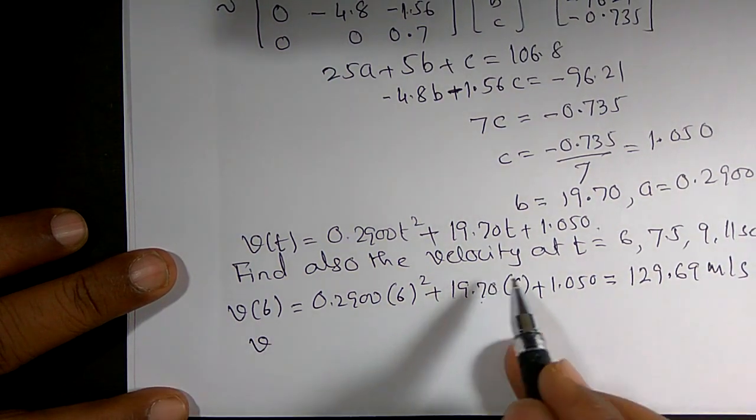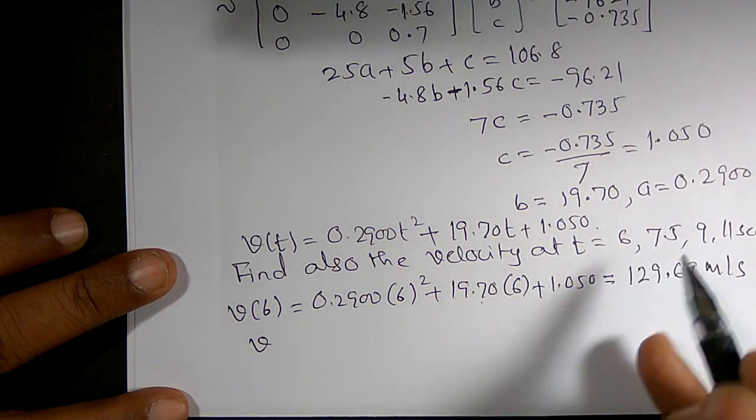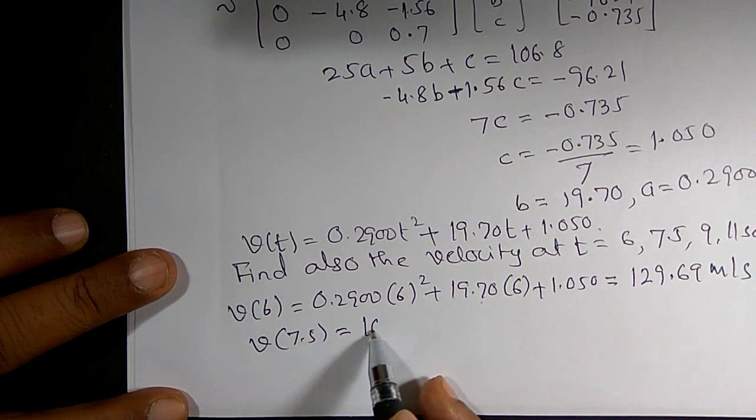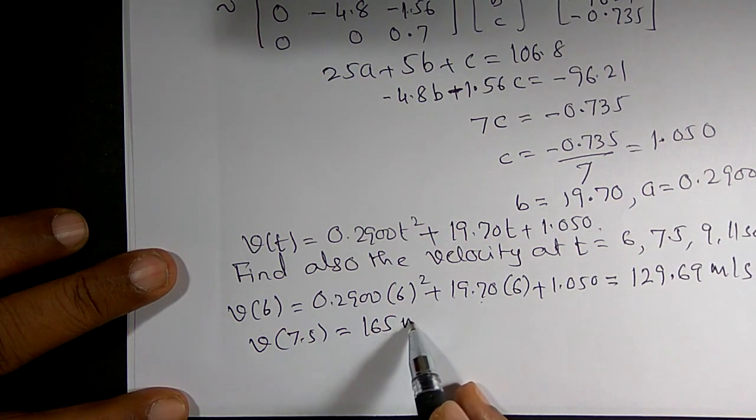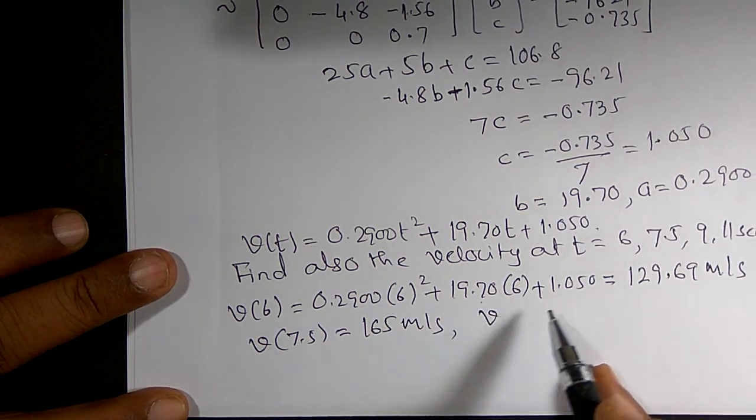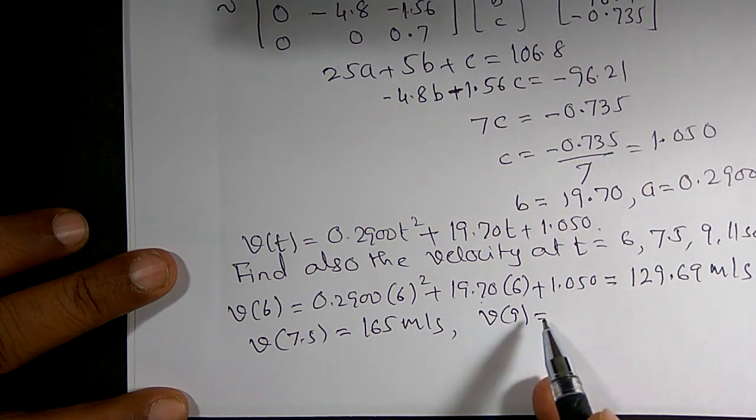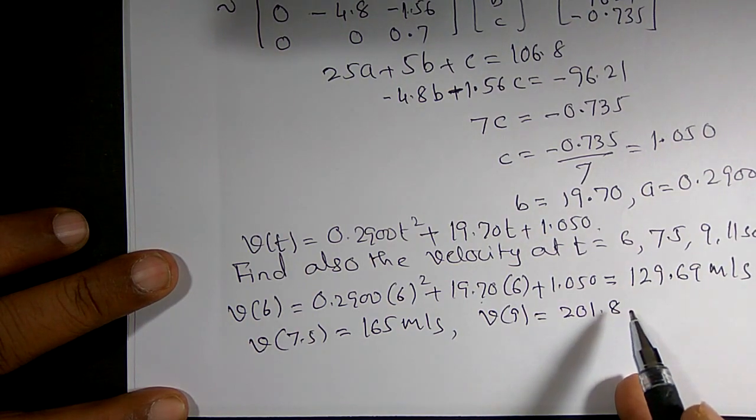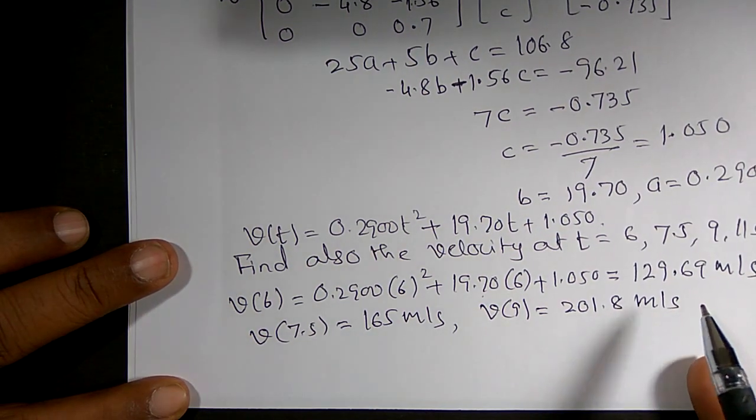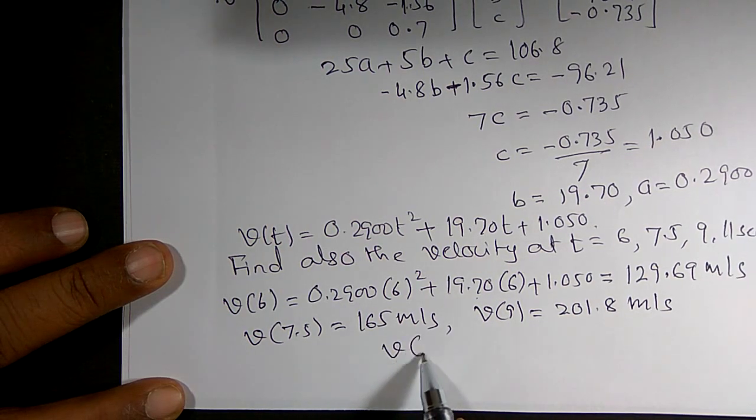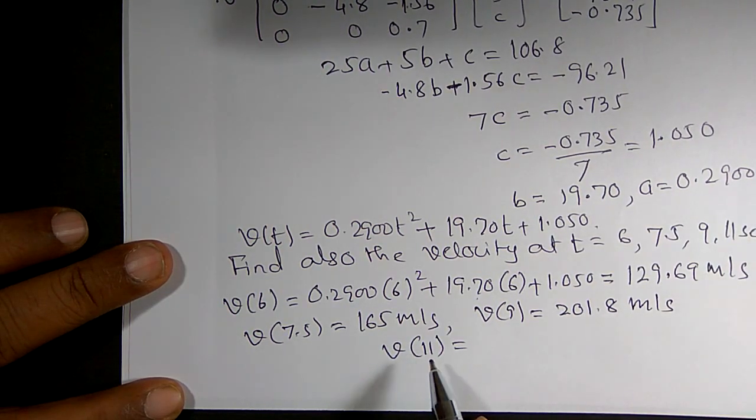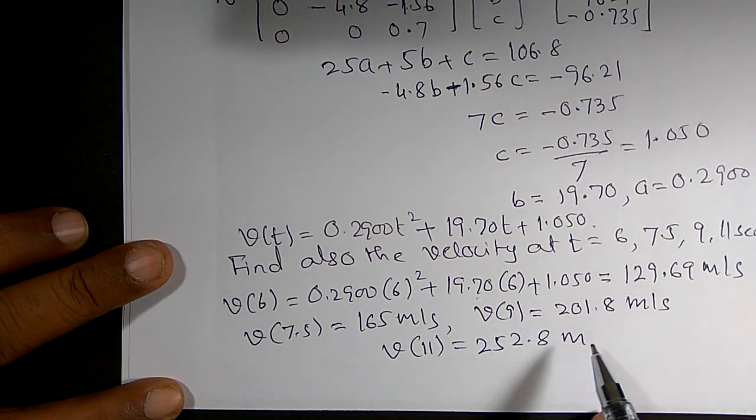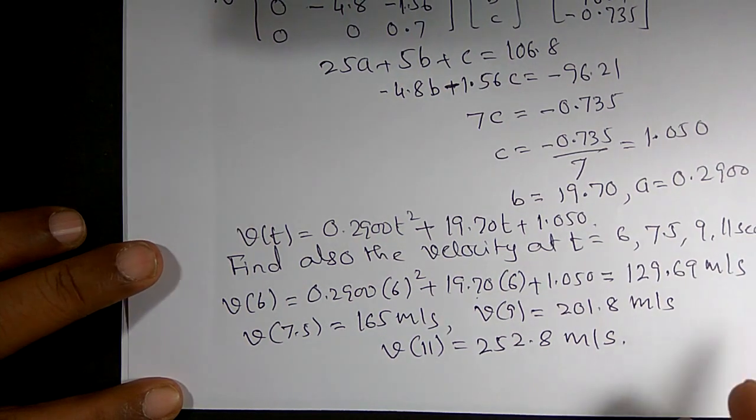Similarly, for 7.5 seconds, what is the velocity? I think you'll get 165 meter per second, and the velocity at 9 seconds, you can obtain 201.8 meter per second, right? Lastly, velocity at t equal to 11, you can obtain 252.8 meter per second. Thank you.